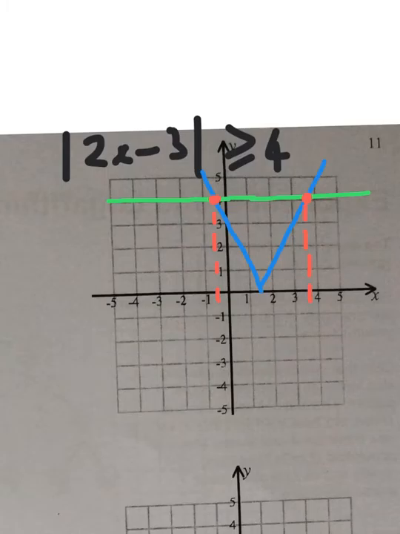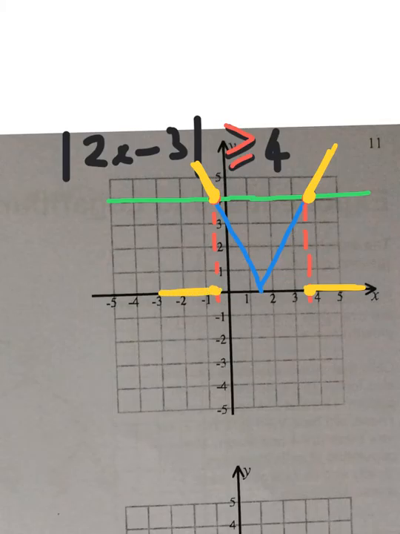In any case, what we want is to be above the green line. We want to be bigger than or equal to 4. So I'll just, in yellow, shade in the part of the V that is satisfying the inequality. So we've got to be 4 or more on the right and 4 or more on the left. If we track down to the x-axis, that means we need to be 3.5 or more here, or -0.5 or less here.